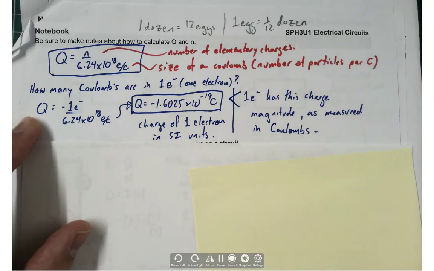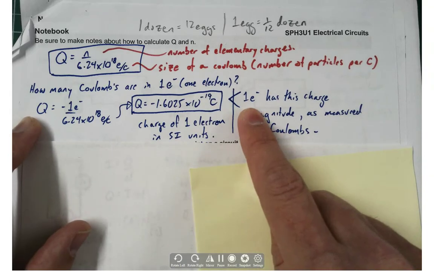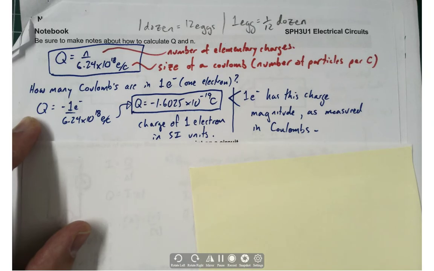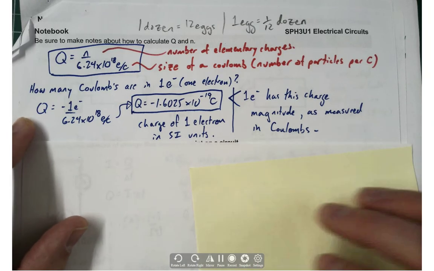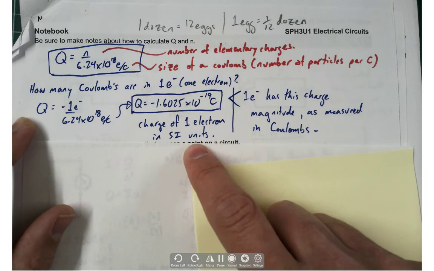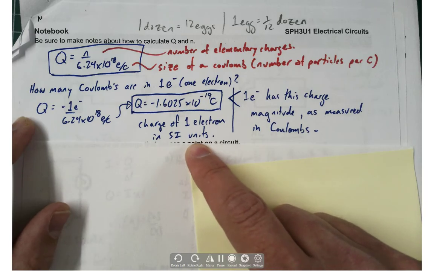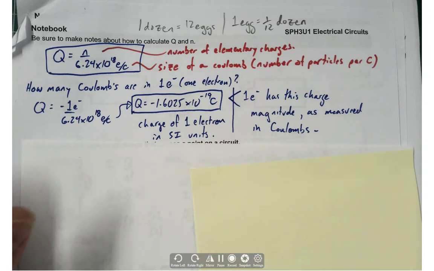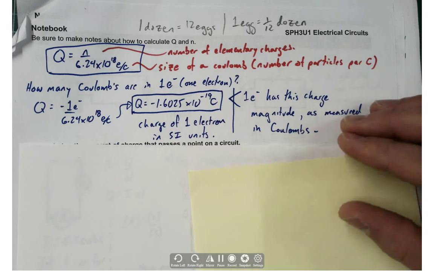So what we're saying is that one electron has this charge magnitude and is measured in coulombs. And we even say that this is the way we talk about electrons in SI units. We talk about them in terms of their value as a fraction of a Coulomb. A Coulomb is a System International unit, international system of measure.